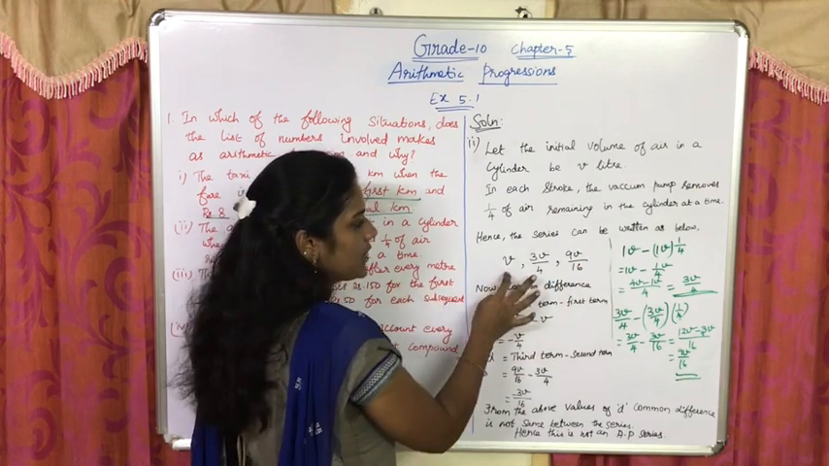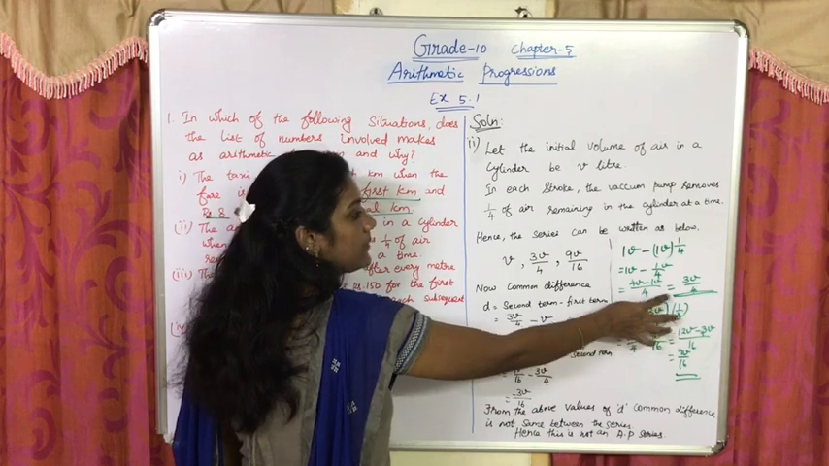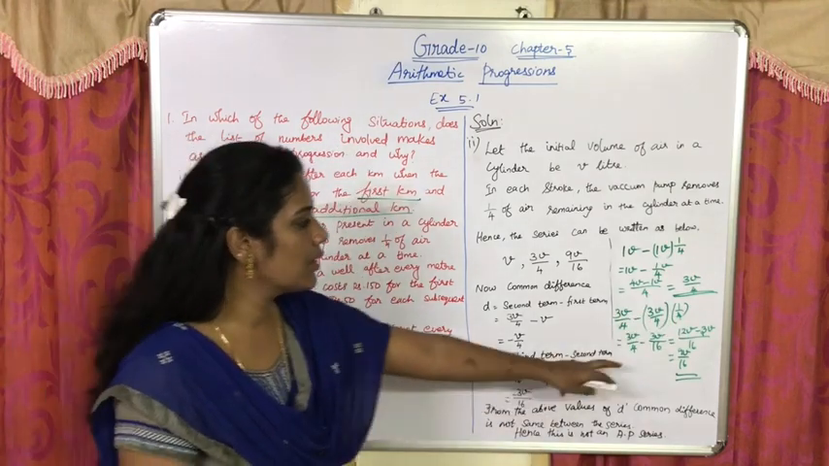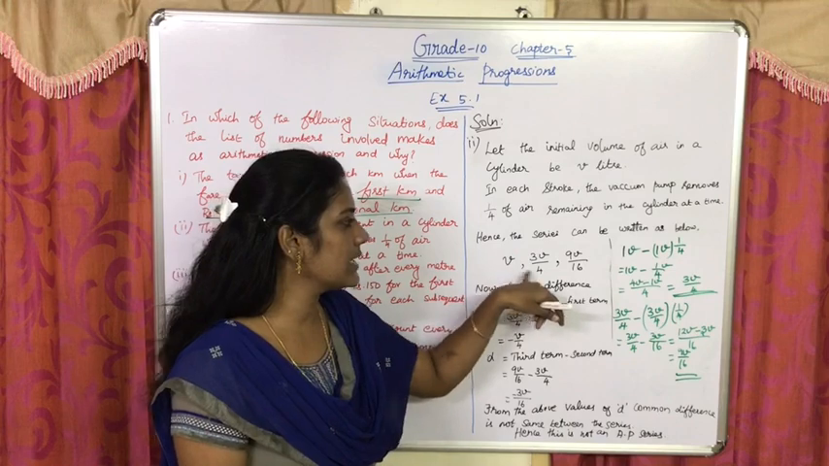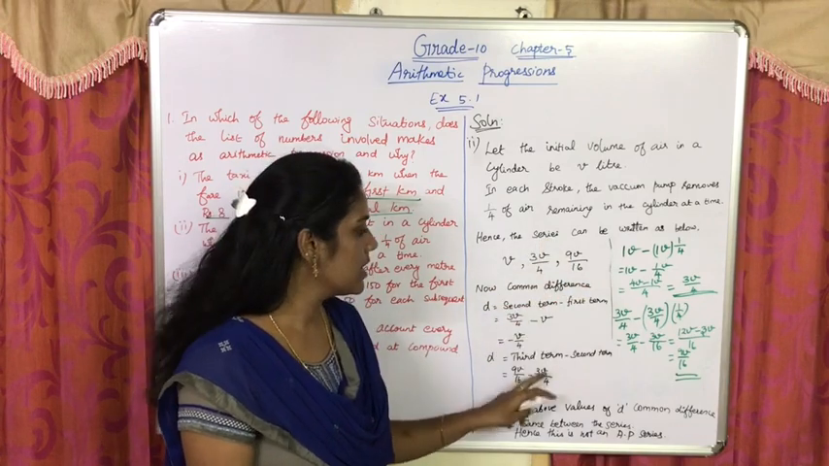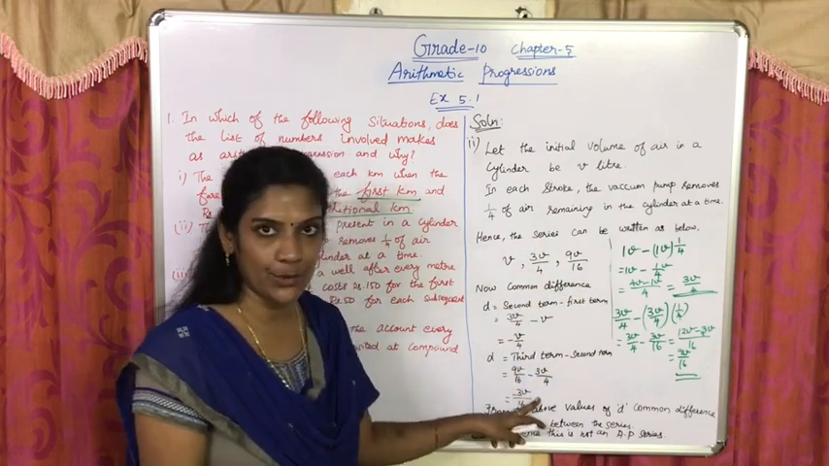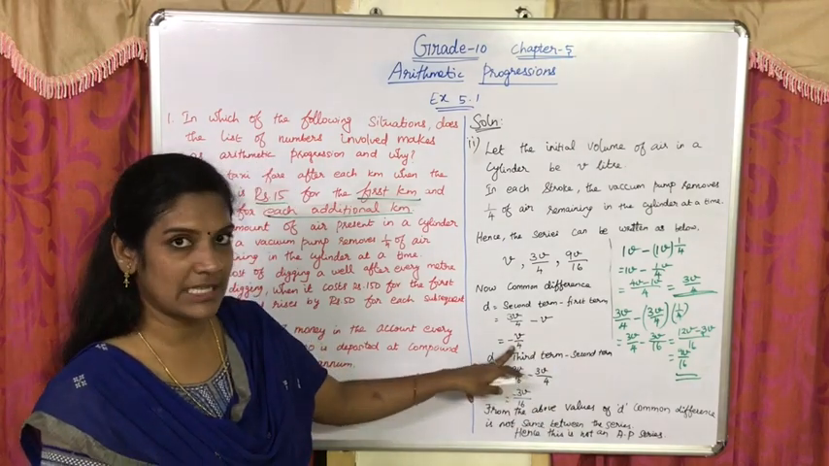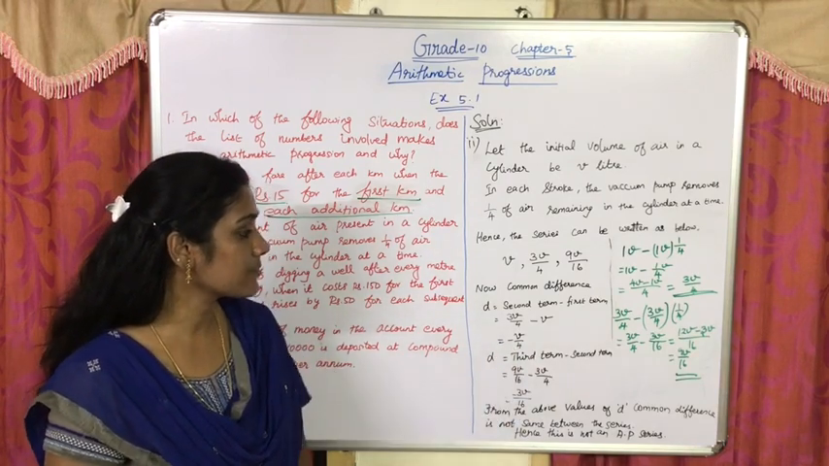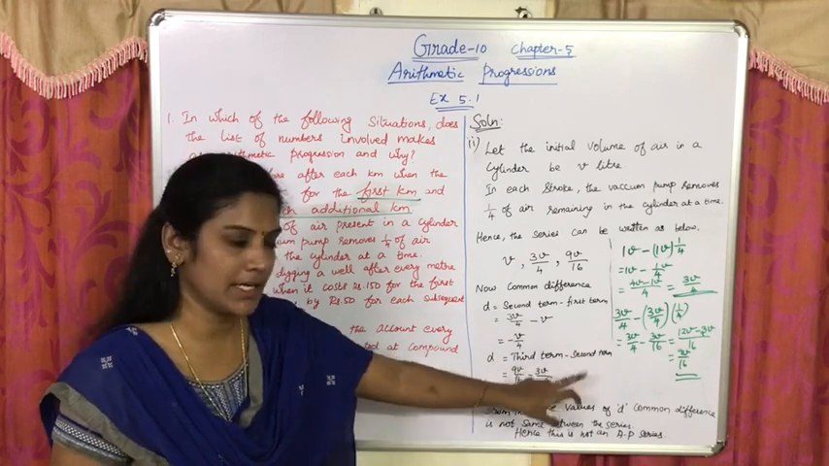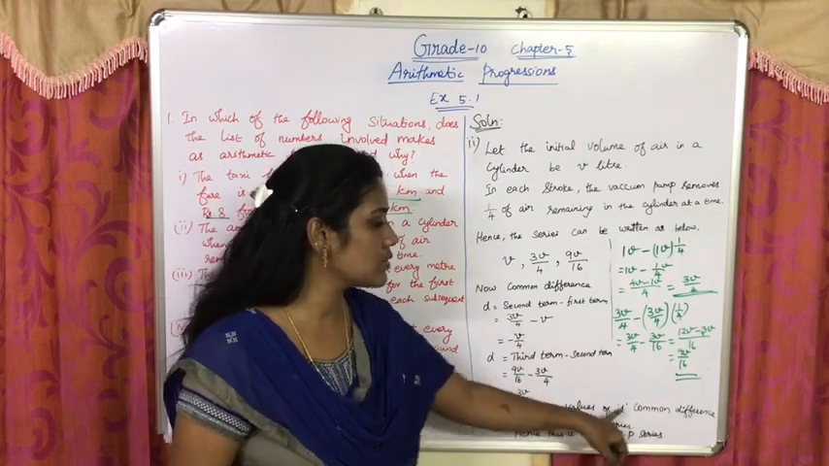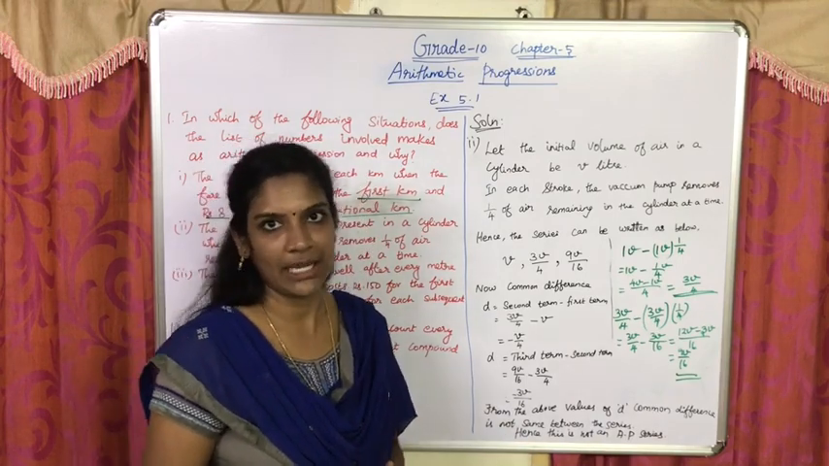For the first, the full cylinder, it is V. After subtracting 1/4 of this, we get 3V by 4. Next, from this 3V by 4, again subtracting 1/4, it is 9V by 16. Now here you cannot directly check the common difference, so I am checking with the second term minus first term and third term minus second term, to see whether I get the same common difference or not. Second term minus first term gives minus V by 4. Third term minus second term gives minus 3V by 16. These two are different values, so it is not the same. Hence it will not form an AP.